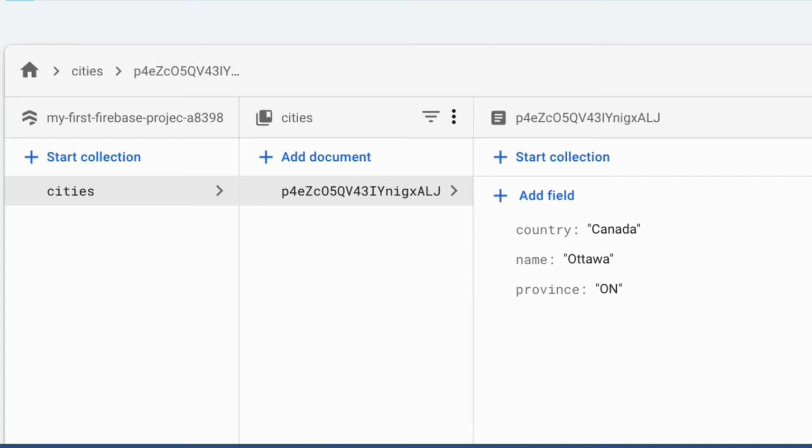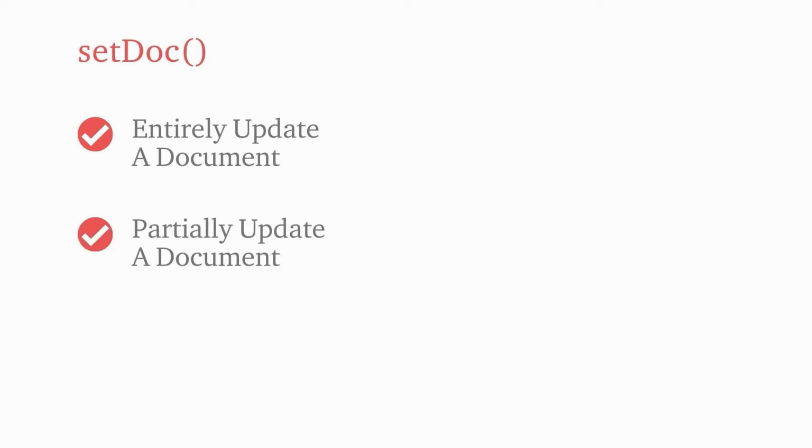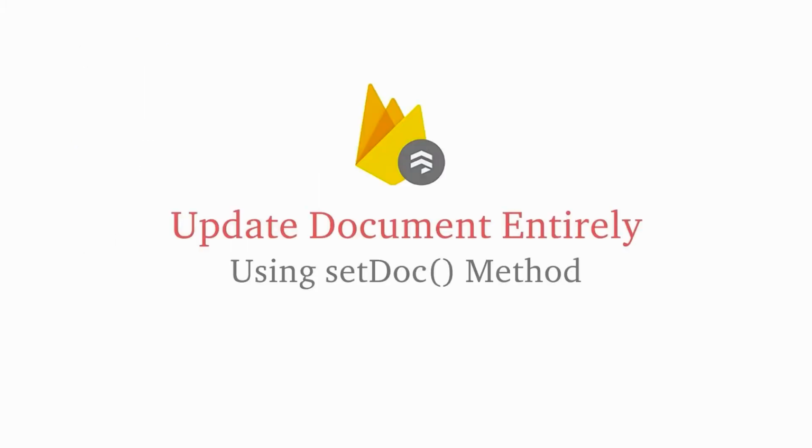As you can see, I have a collection called cities, and it has only one document with the auto-generated ID. And the document has three fields: country, name, and province. Pretty straightforward. With the setDoc method, we can either update this document completely, which pretty much replaces the entire document with new data, or we can update partially, meaning we will update one or more fields in the document. Let's see how to update a document entirely with the new data using the setDoc method first.